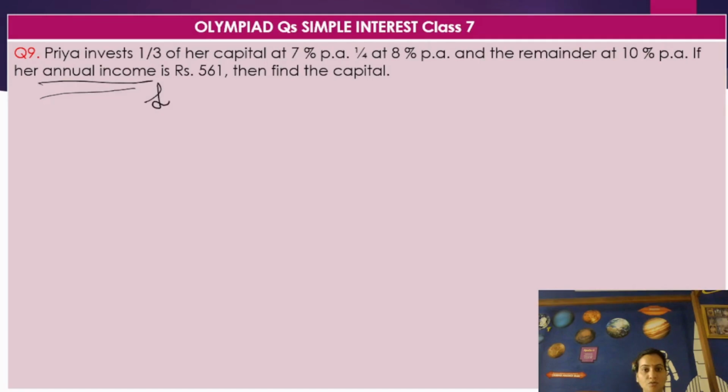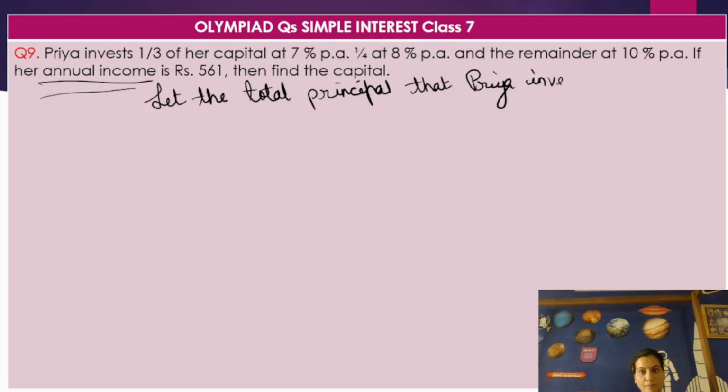So let the total amount that Priya has invested be X. Let me write down the statement. Let the total principal that Priya invested be rupees X. So she has invested 1/3 of X at 7% per annum. So simple interest for that 7% per annum will be on X/3, the amount that she has invested.